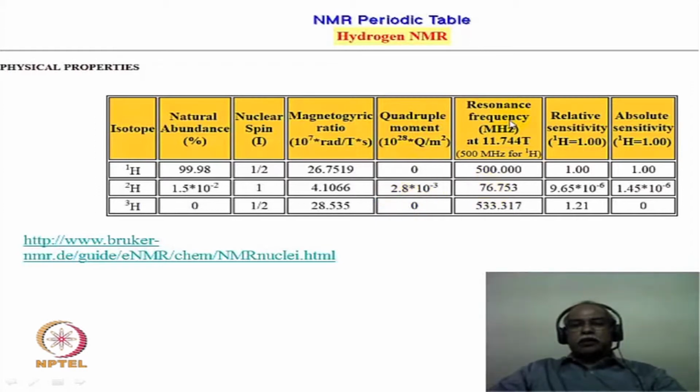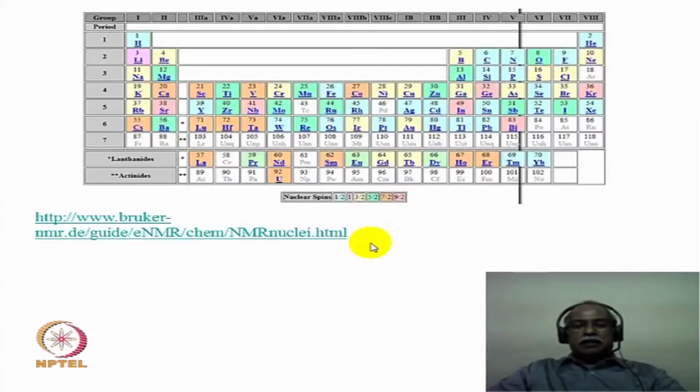It also tells you the resonance frequency with reference to proton being a 500 megahertz resonance frequency. It also tells you about the sensitivity with reference to proton as a source. These are kinds of information which are very useful. So one can identify in the periodic table what are the various elements that are present in terms of their property related to nuclear magnetic resonance.